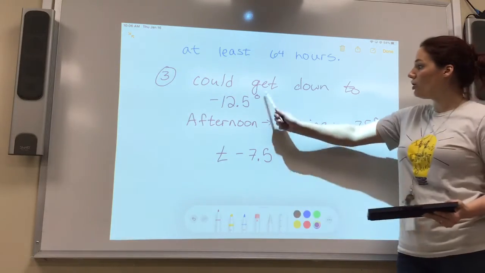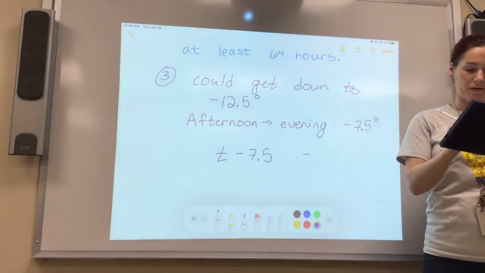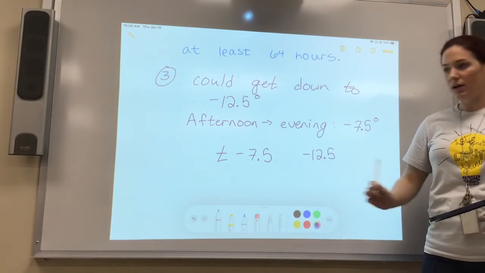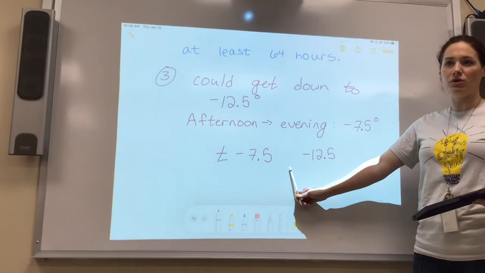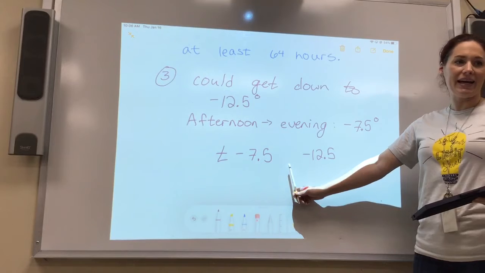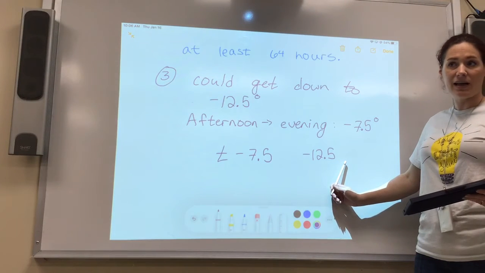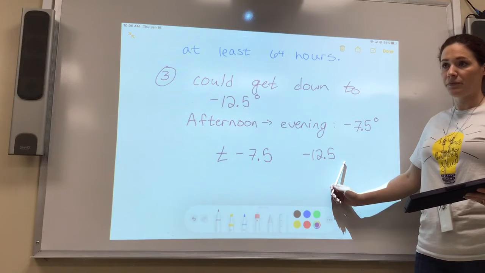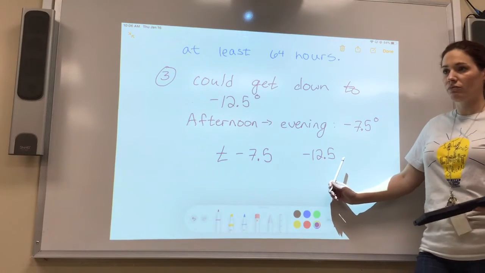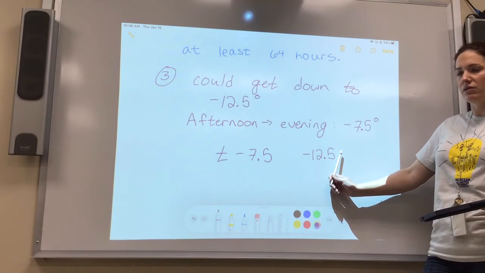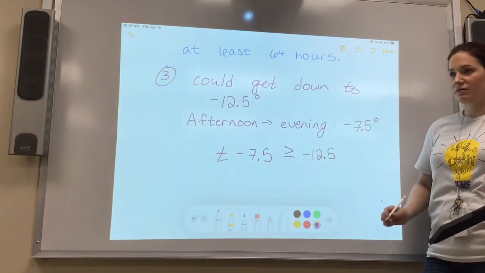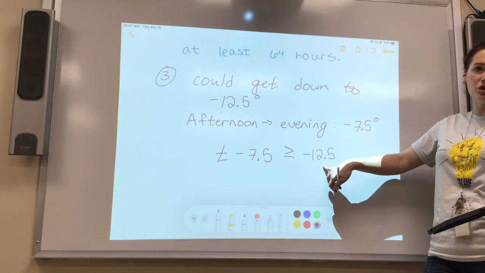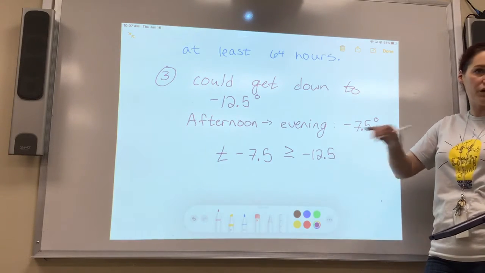And this could get down to negative 12.5. But it might not get down to that, right? So what inequality symbol should go in here, if it might get as low as this? Evelyn? This is the lowest it could get. Greater than or equal to? Greater than or equal to. Because this is the lowest it's going to go. So the temperature it really is has to be more than this or this. So greater than or equal to.